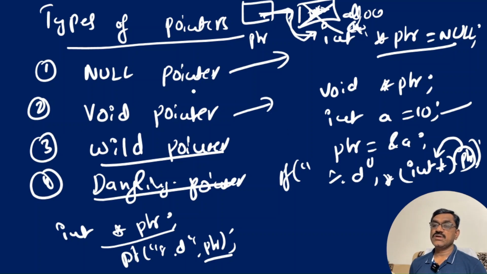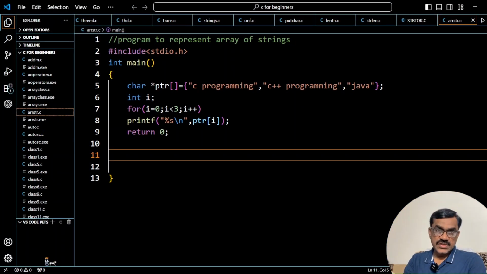So this is about the introduction to the various types of pointers. Now we will see how to implement these pointers by using Visual Studio Code. Let us go to Visual Studio Code. Now we will see the program implementation using pointers in Visual Studio Code.